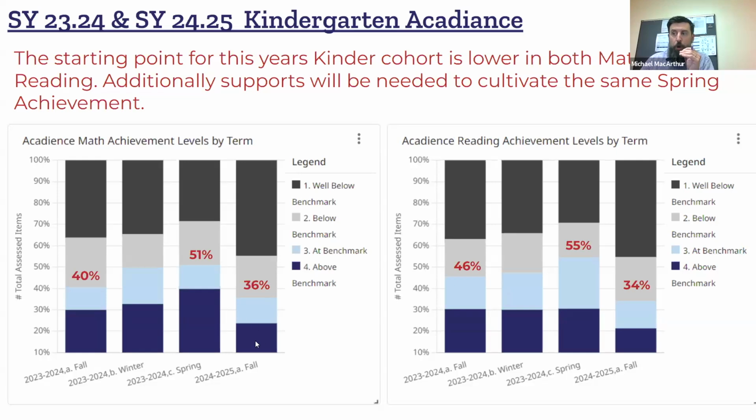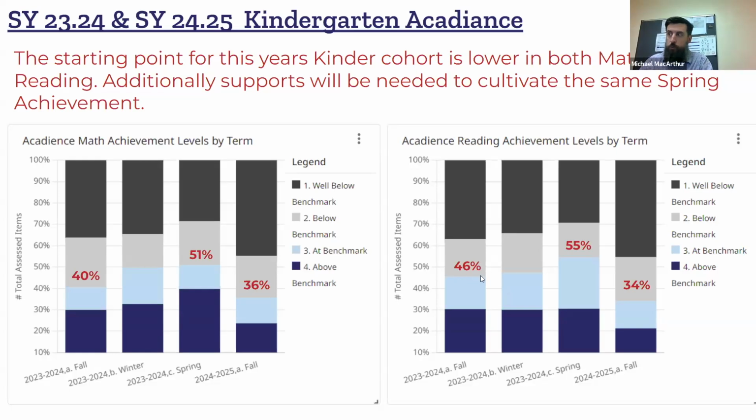Now here, this last bar is where we are in the fall. And you can see that this year, our kindergartners have a lower starting point than the kindergartners last year. And it's about a 4 percentage point difference. And that means that we need to be ready to provide extra resources to achieve the same outcomes, right? Because we have more ground to cover. And so we're already thinking of ways that we can support this increase in students well below basic to achieve this year.